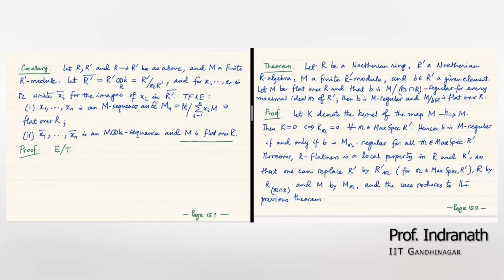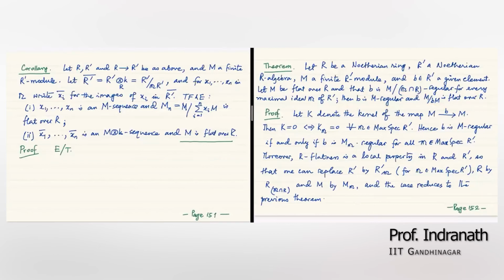So let us denote this. What is it that we are trying to prove? Let me highlight the portion, just a minute. So this is what we are trying to show, that if we have the regularity for this, then we are trying to prove that b is M regular and this is flat.